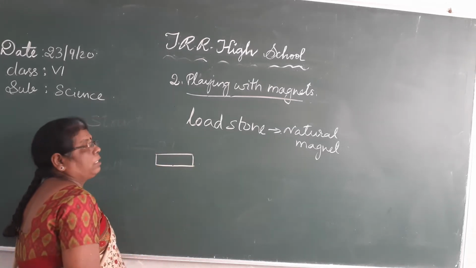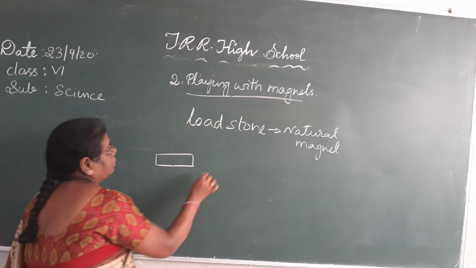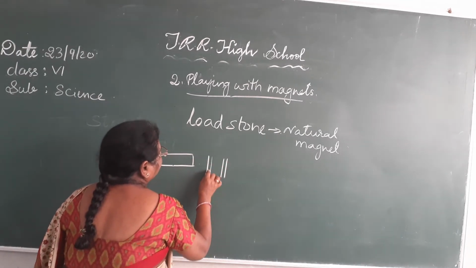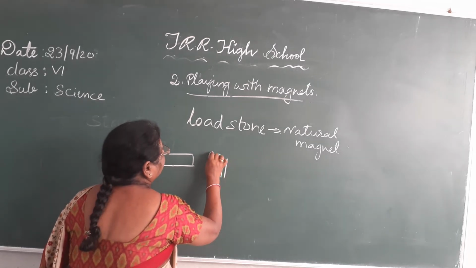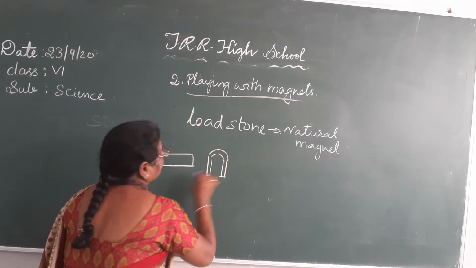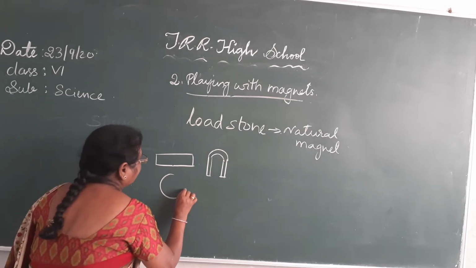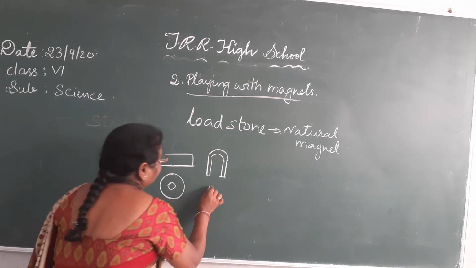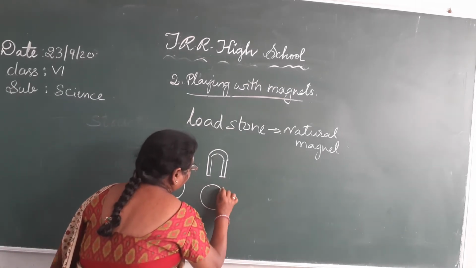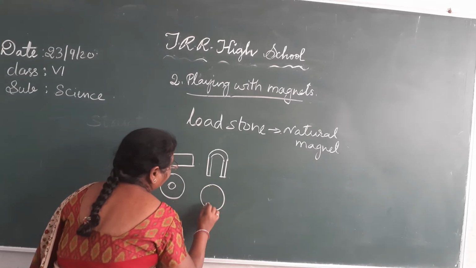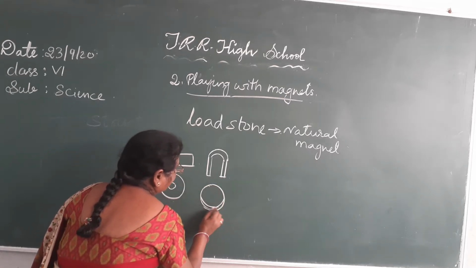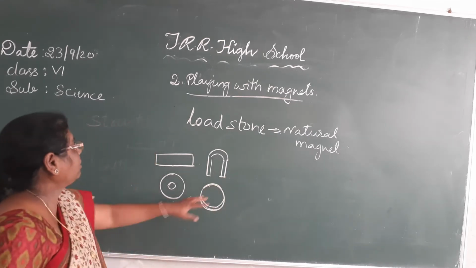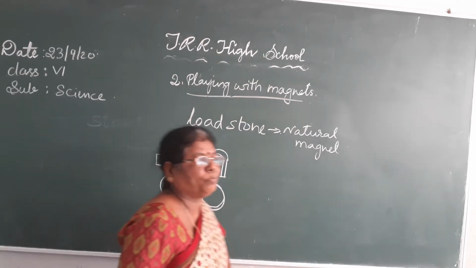This is what you call a bar magnet. This is a horseshoe magnet, isn't it? And this is what you call a ring magnet. And this is what you call a disc magnet. So we discussed these four types of magnets, isn't it?